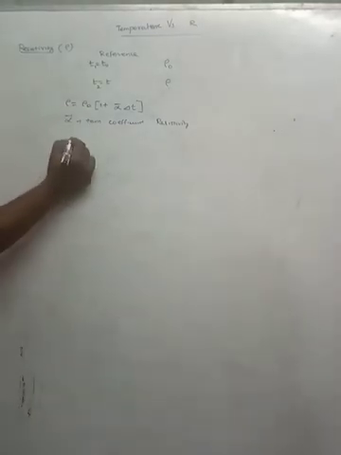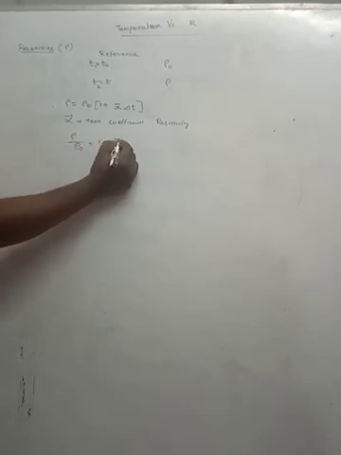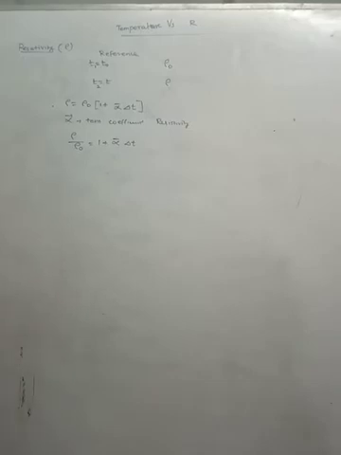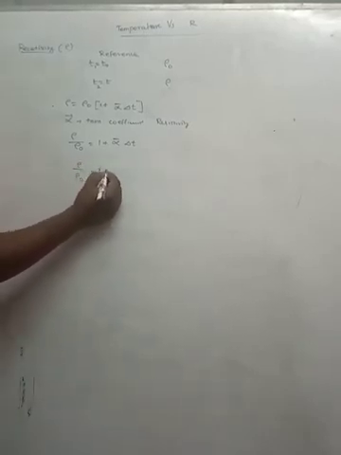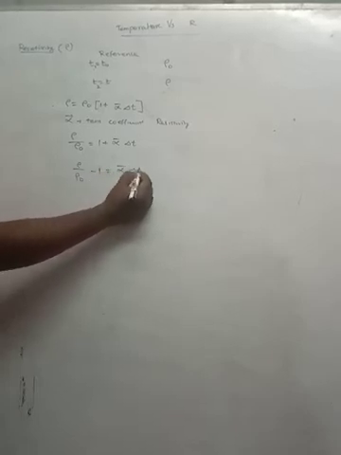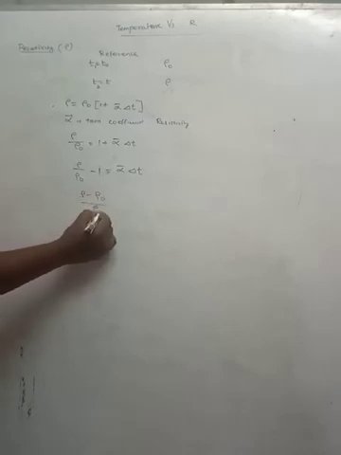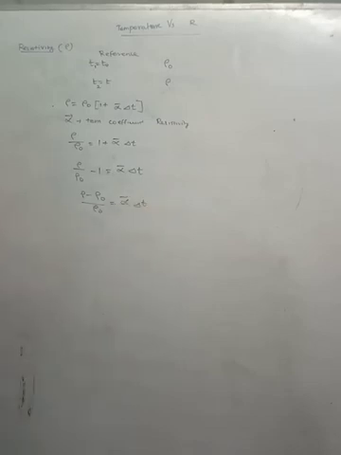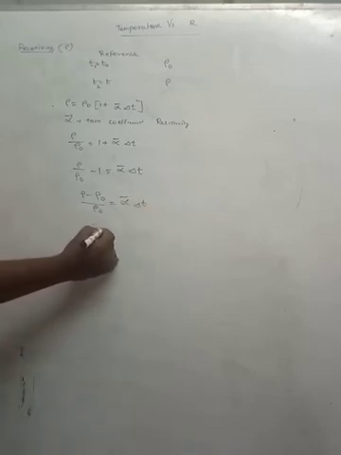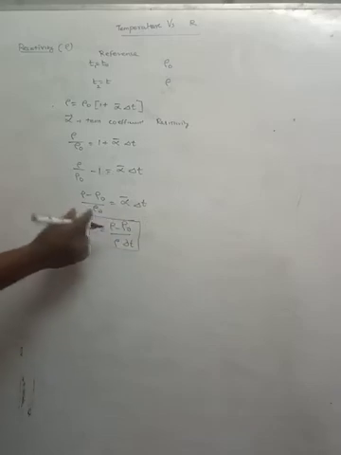Now from here, rho by rho naught can be written as 1 plus alpha bar into delta T. So rho by rho naught minus 1 is equal to alpha bar into delta T. That is, rho minus rho naught by rho naught is equal to alpha bar into delta T, or alpha bar is equal to rho minus rho naught divided by rho naught into delta T. So this is the formula for alpha bar.